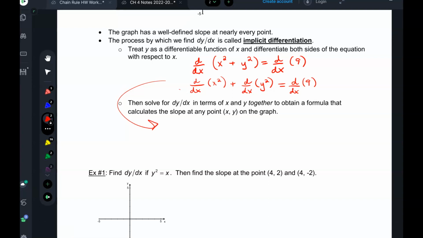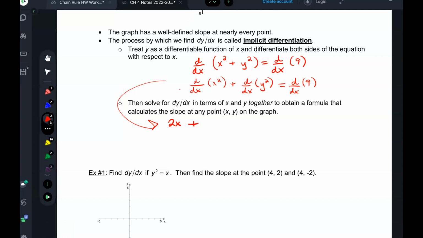Whenever we're taking the derivative with respect to x of something in terms of x, we just do the derivative like normal. So what's the derivative of x squared? 2x. Perfect. Technically, it would be 2x dx dx, and dx dx is 1. I'll explain when we get to the next part, the derivative of y squared.